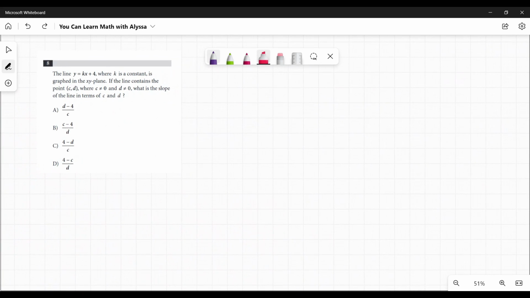Right, number 8. The line y equals kx plus 4, where k is a constant, is graphed in the xy plane. If the line contains the points c, d, where c is not 0 and d is not 0, what is the slope of the line in terms of c and d?